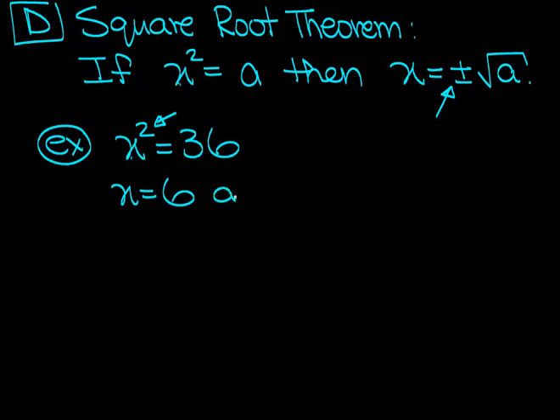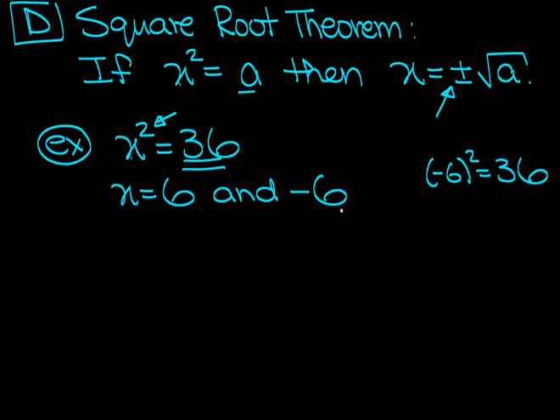Well, x is equal to 6 and minus 6, because if you take negative 6 and you square it, negative 6 times negative 6, it's also 36. So there's actually two numbers whose square is 36, and they are 6 and negative 6. So anytime you do these problems where you have a square and a number, you always want to introduce plus or minus and then take the square root of that number.